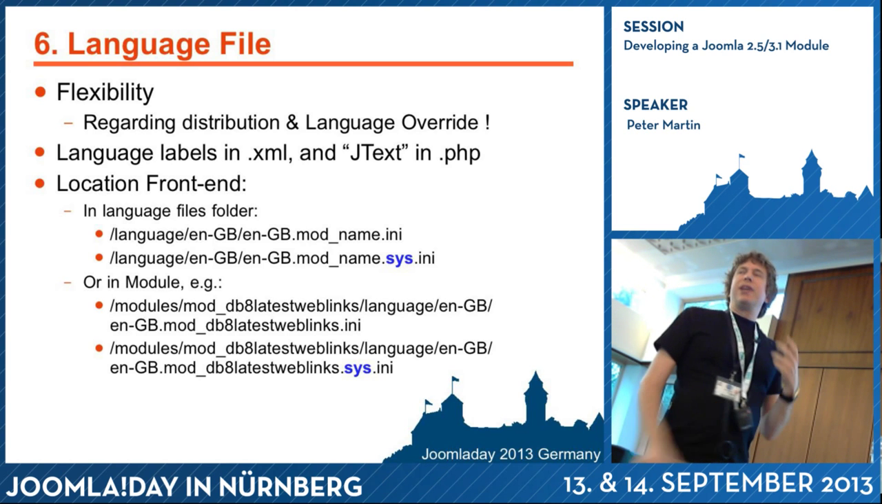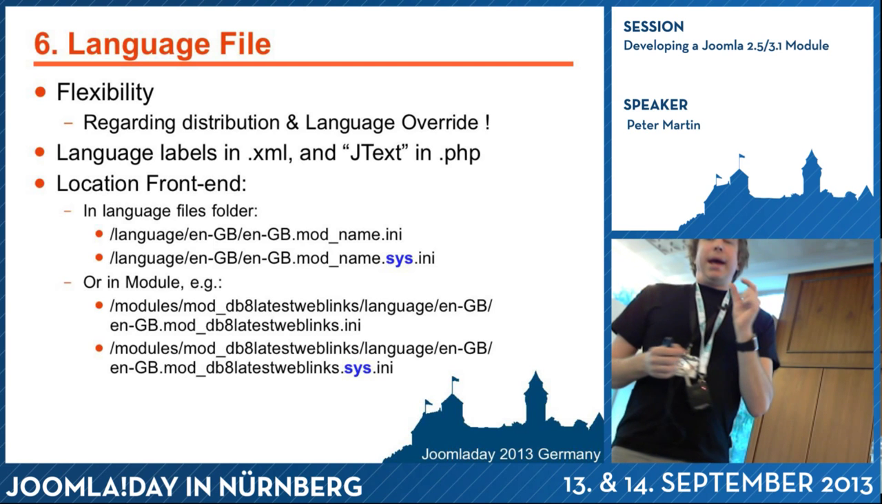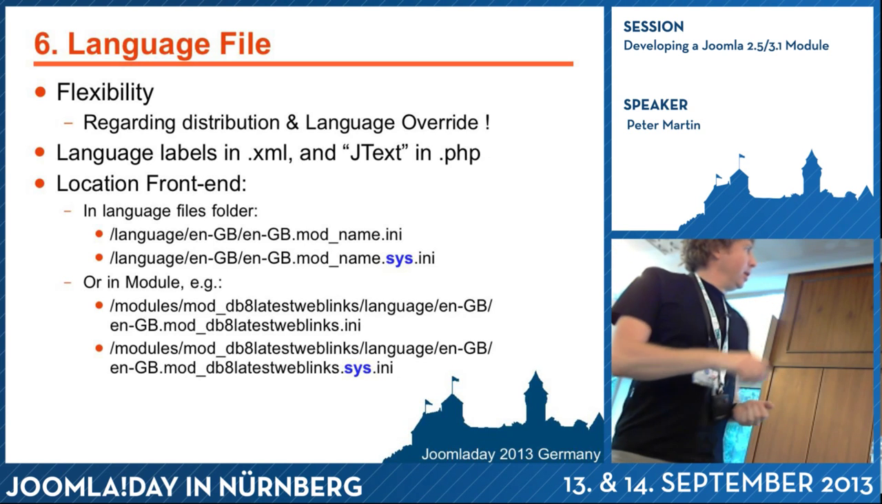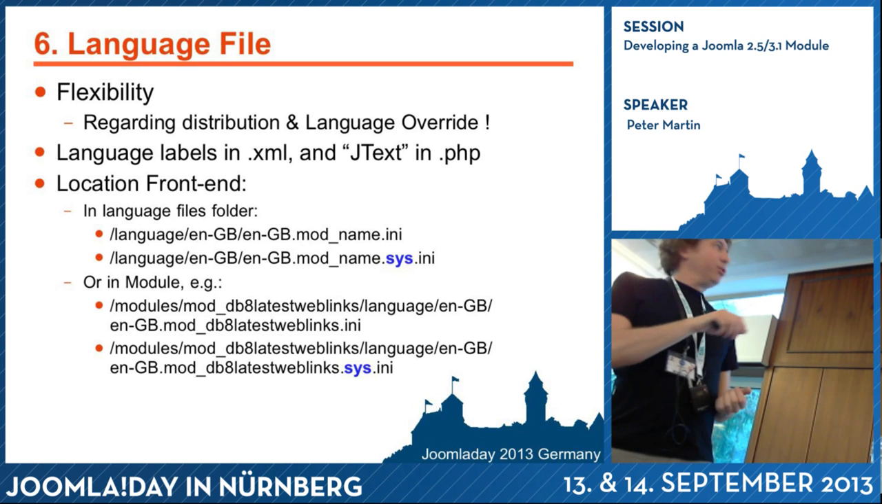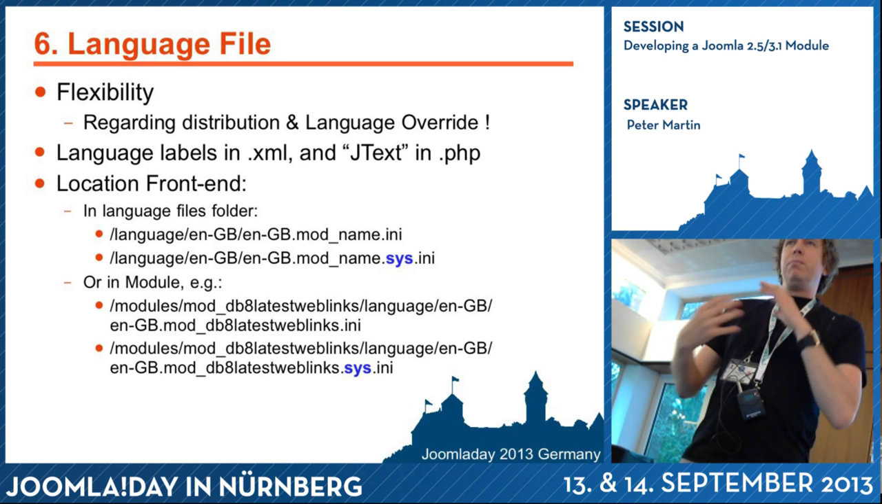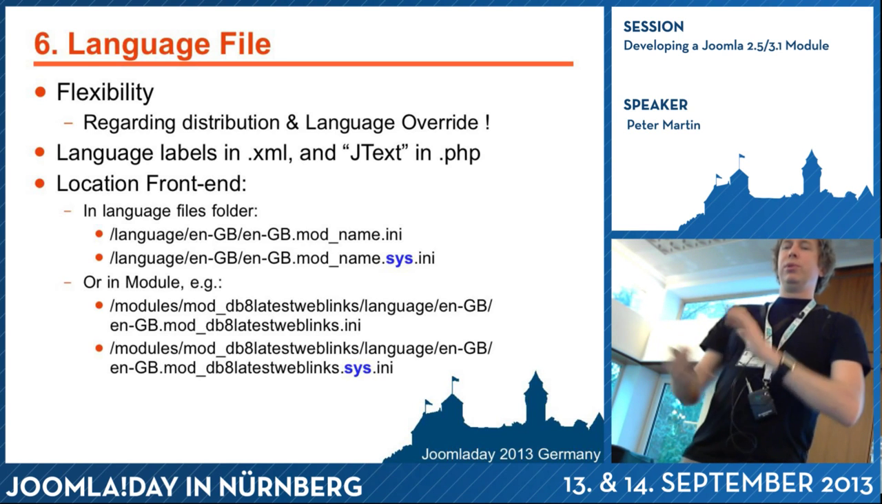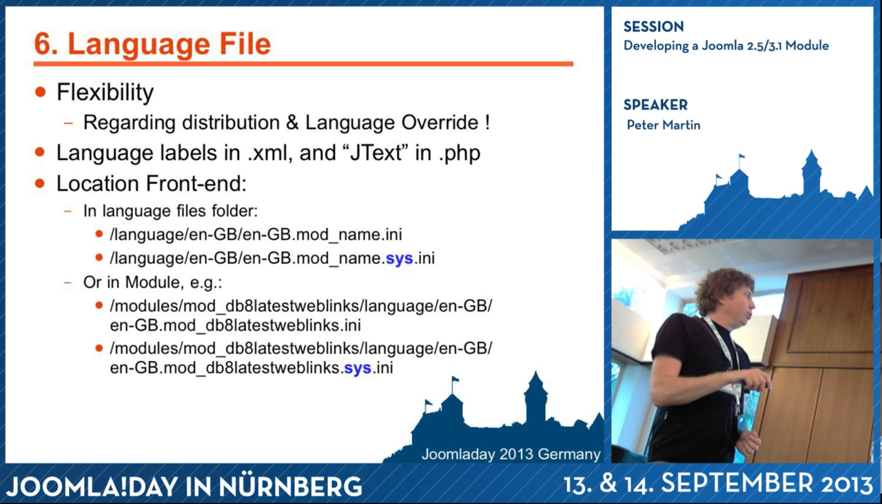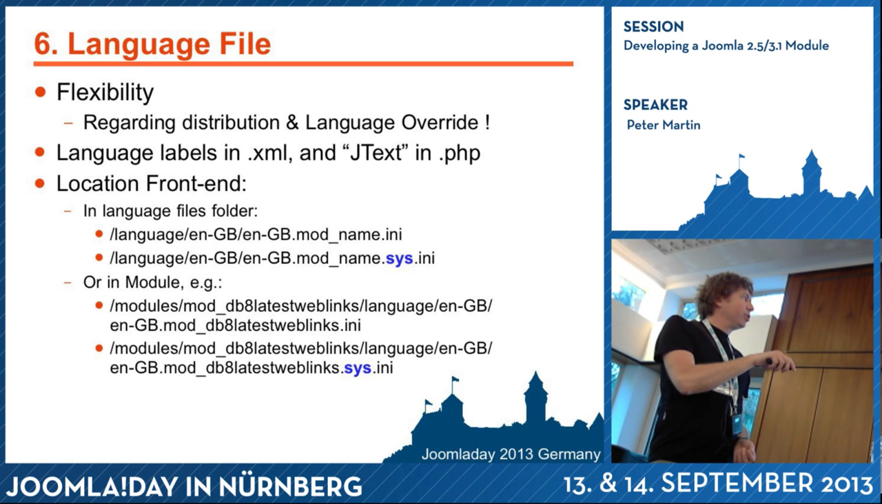You have language labels in an XML file. You just define those. And you have to use JText in your module to display those. You can put the language files in Joomla's language folder. I prefer to keep my language files with my module because it's easier to distribute later on. So what I did, I created two files. In my DB8 latest web links, I created a directory called language. In language, I created for English the default file, which is called db8latestweblinks.ini.